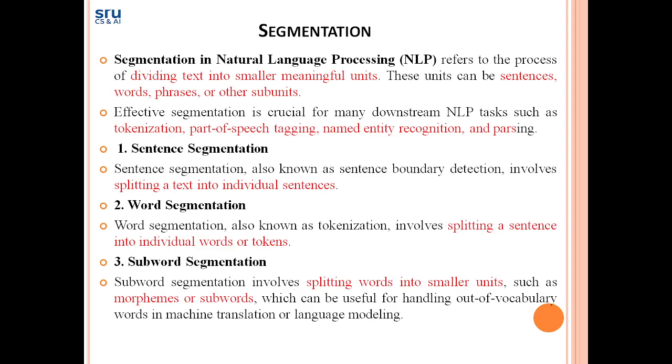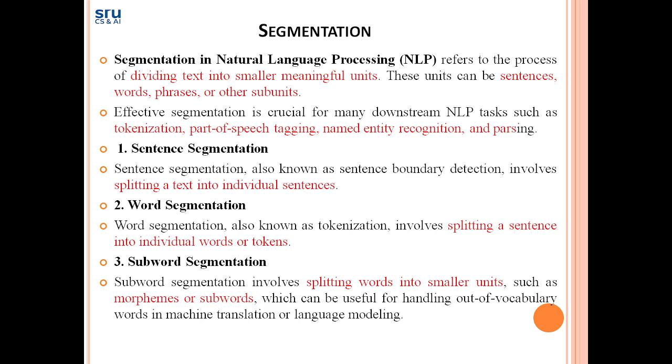Segmentation, what it means in the context of natural language processing. It is a process of dividing text into smaller meaningful units. These units may be sentences, words, phrases, or other subunits. It is crucial for many downstream NLP tasks such as tokenization, part of speech tagging, named entity recognition, and parsing.